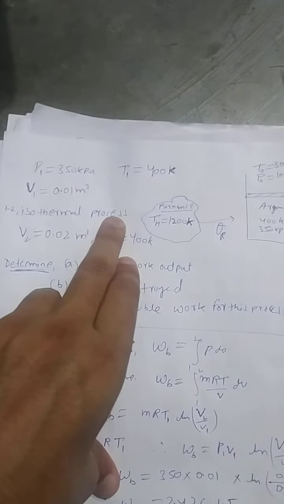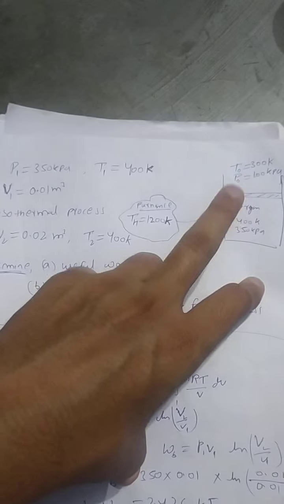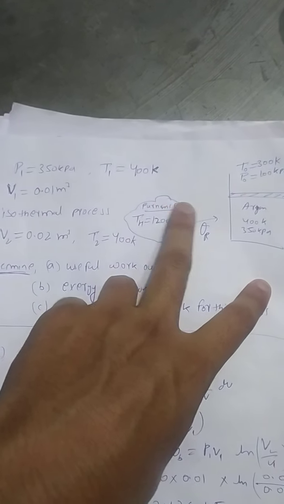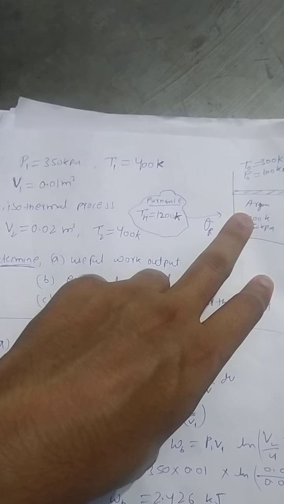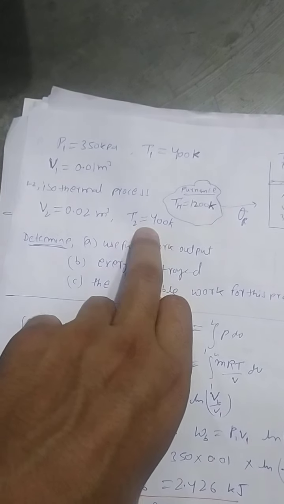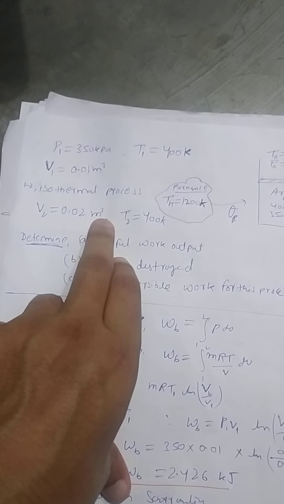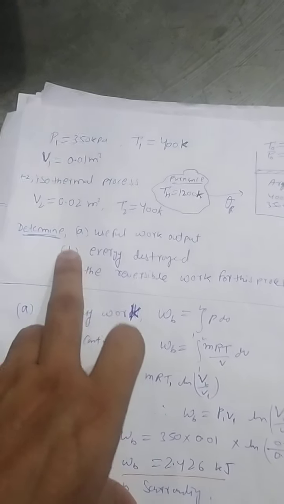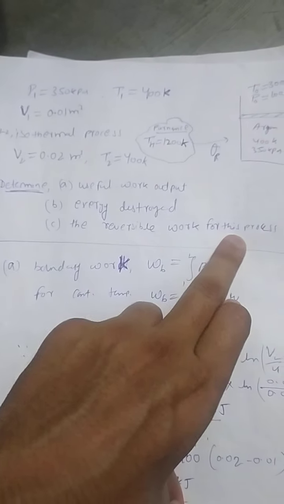1 to 2 is an isothermal process, meaning the change in the condition of the argon during the heat transfer process, that is 1 to 2. Initial condition is 1 and 2 is the final condition. So the 1 to 2 process is isothermal, which means the final temperature is also 400 Kelvin and the final volume is given as 0.02 meter cube, which is double the initial volume. So we have to find useful work output, exergy destroyed, and the reversible work for the process.